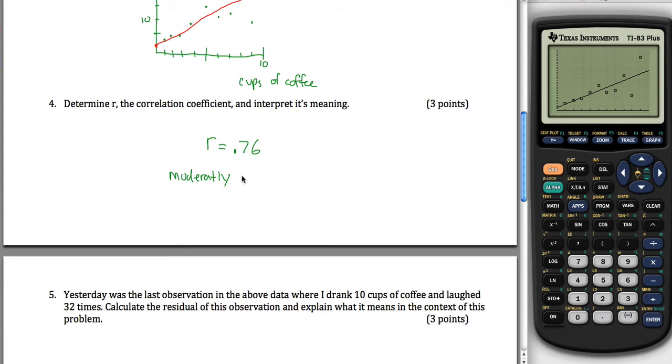Moderately, I think that's spelled right. Actually, I think that's spelled wrong. Moderately strong, positive. Actually, I have no idea how that's spelled. Moderately strong, positive correlation.